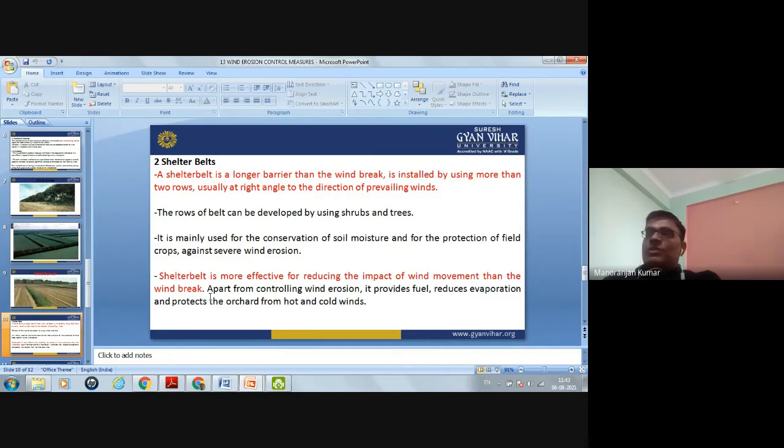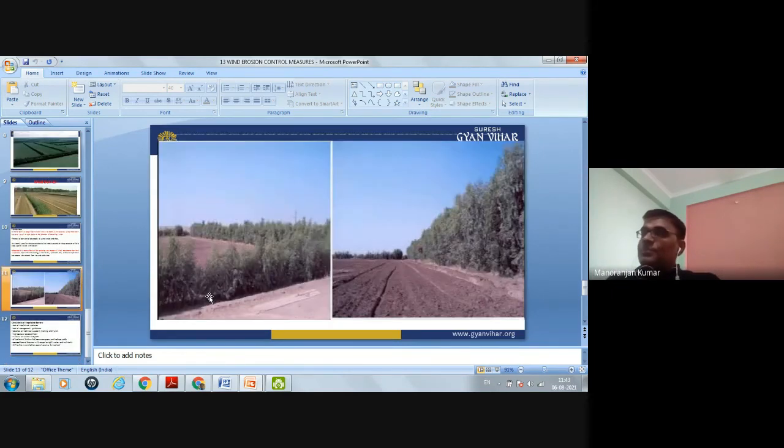And it will not only control wind erosion, but apart from that, it can provide fuel, and it will also reduce evaporation in that area, and protect the orchard from hot wind and cold wind. So there are many advantages of this shelter belt. Here you can see the shelter belt.